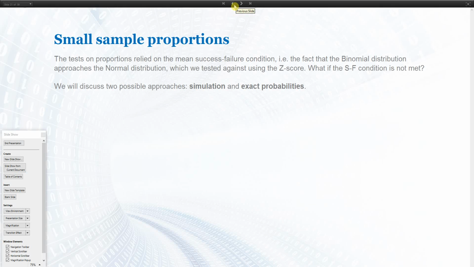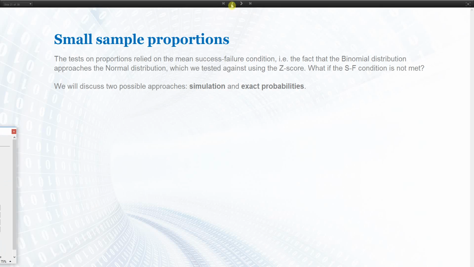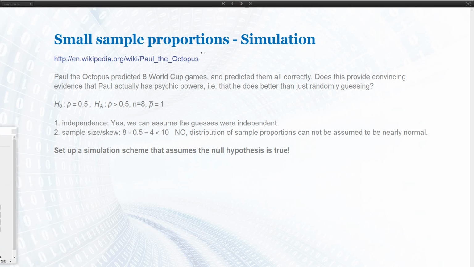Yeah? So if we have a small n, we cannot compute it like this. So what can we do? There are two different possibilities. We can either do simulations or exact probabilities, and I will show you, on an example, how we simulate. And we do it on Paul the Octopus.